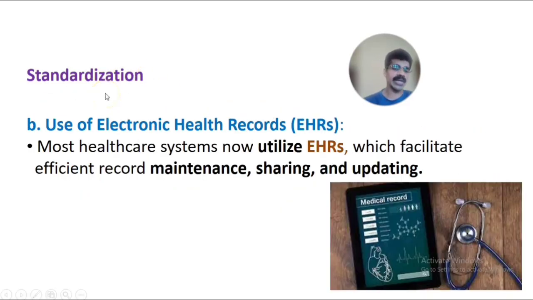Then under standardization, the second point is the use of electronic health records, that is EHRs. Most healthcare systems nowadays utilize electronic health records. You can see the picture of an electronic health record, which facilitates efficient record maintenance, sharing and updating. So it is easy to maintain the medical or healthcare information of the patient effectively, it helps to share it with the other healthcare team members so easily, and it can easily be updated, as it is an electronic health record.